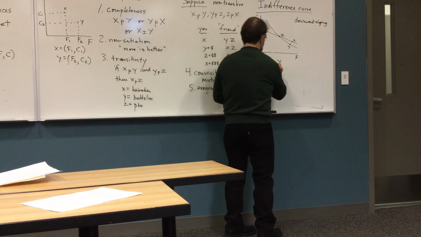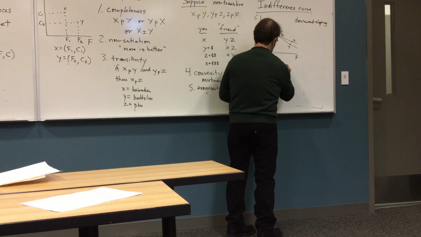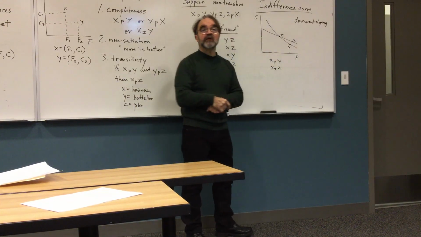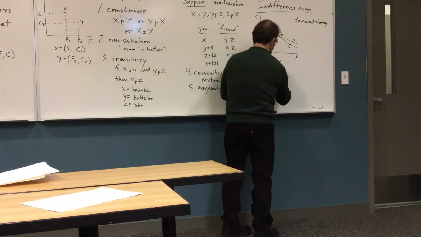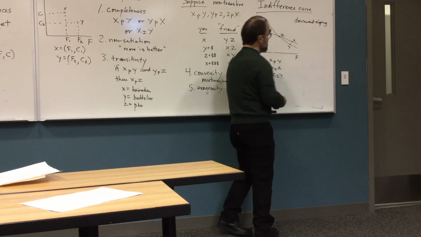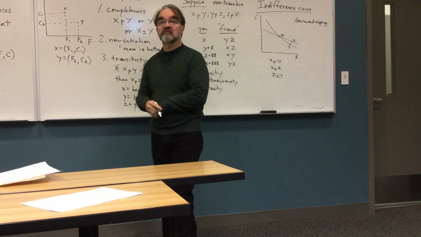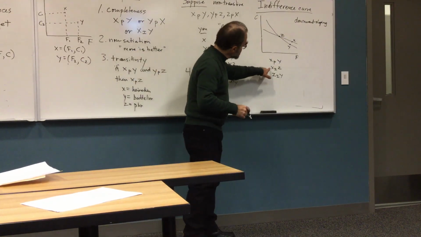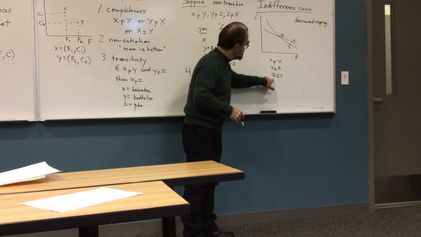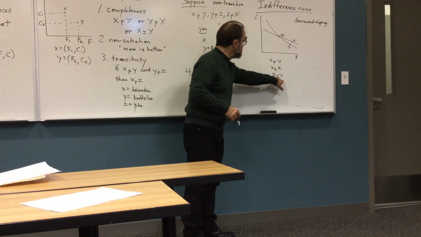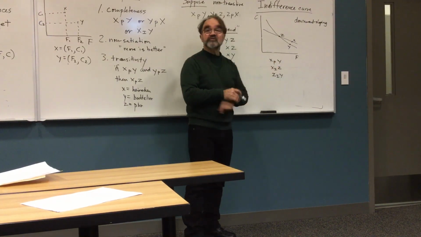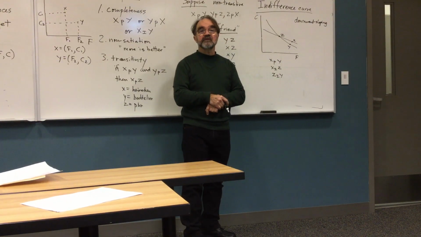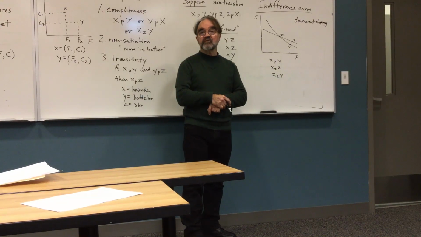They're indifferent. And what about Z versus Y? Indifferent, right? Because they're on the same indifference curve. But by transitivity, if X is indifferent to Z and Z is indifferent to Y, it must be the case that X is indifferent to Y. So X cannot be preferred to Y. So indifference curves, therefore, cannot intersect.